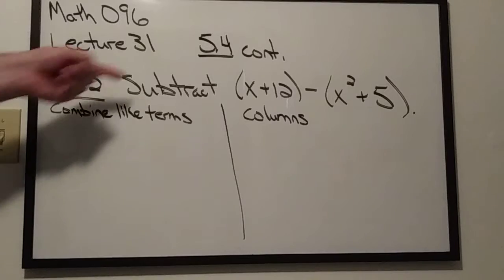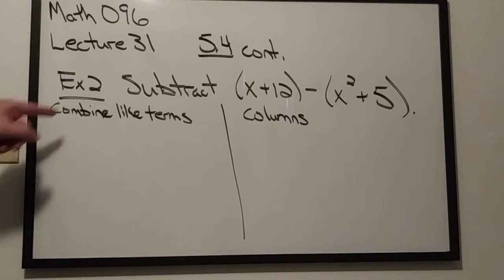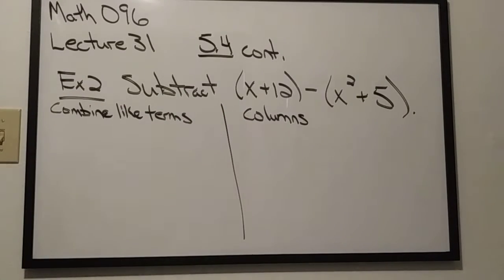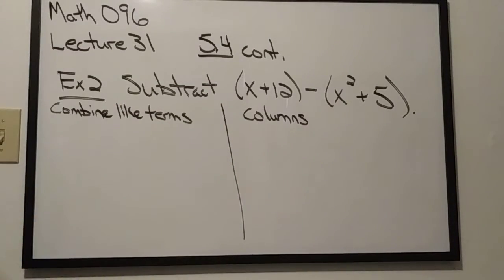So as you look at example 2, you'll notice the directions are subtract, and then the subtraction problem is x plus 12 minus the polynomial x squared plus 5. Now, much like what we were seeing when we were doing the addition problems, we can do these subtraction problems in two different ways. We can combine like terms, or we can subtract using columns. So let's go ahead and do both of these techniques and see what we see.